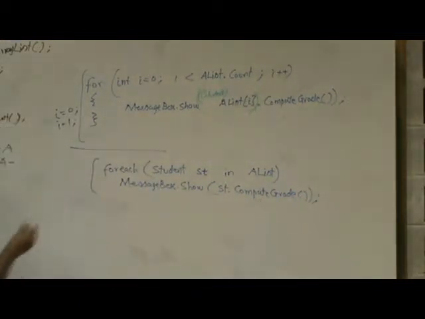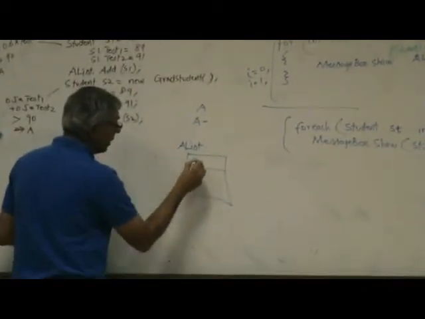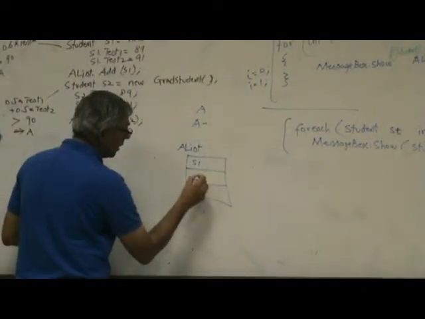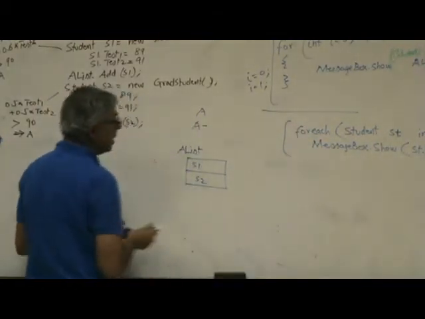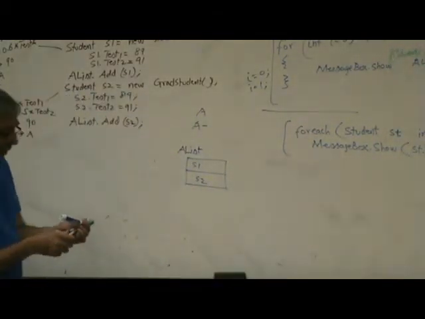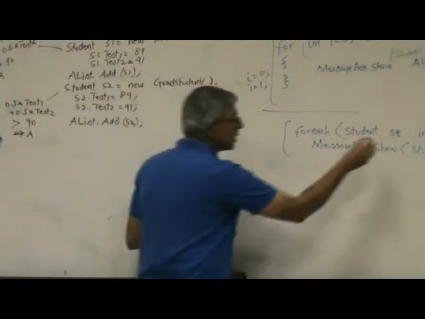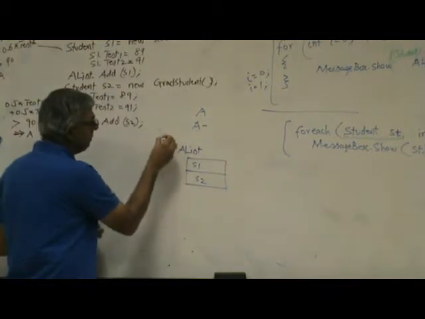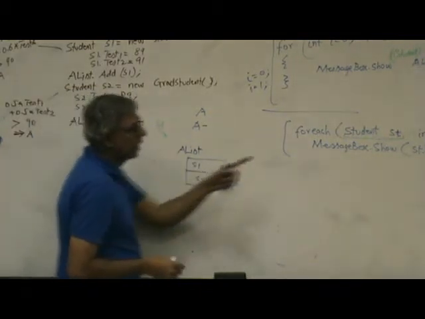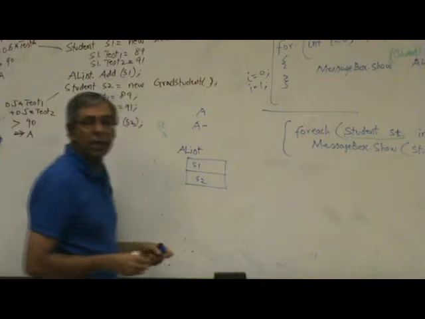Okay, so this is what the for each loop looks like. To understand the for each loop, let me draw the picture. Right now, you have S1 stored over here, you have S2 stored over here in the array list, right? So think of this for each loop as student st.